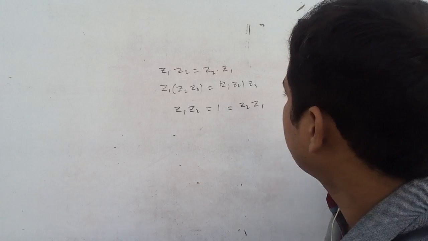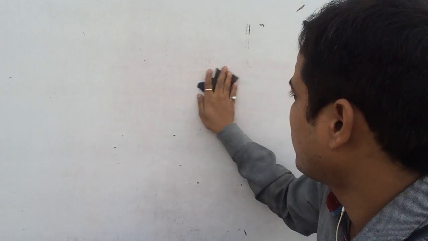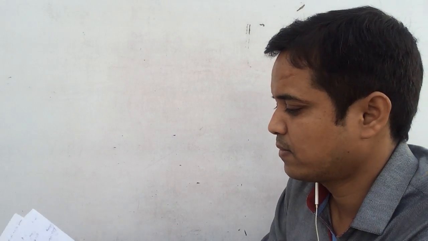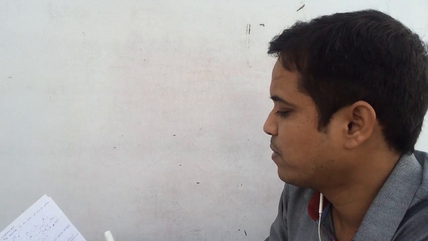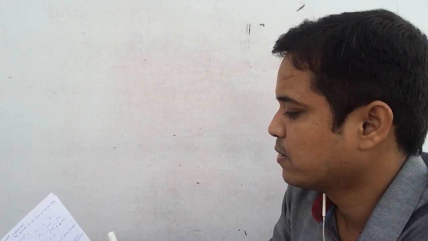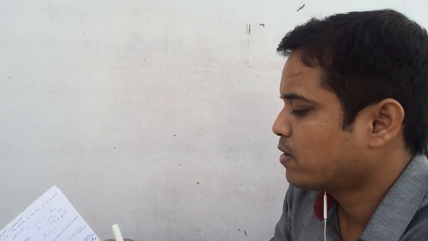The multiplicative identity, I think, is 1. Is there a multiplicative identity or not? Anyway, we have the multiplicative inverse and the associative property. Let's do one question.